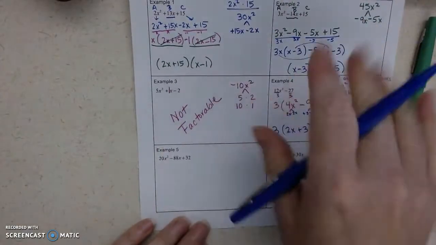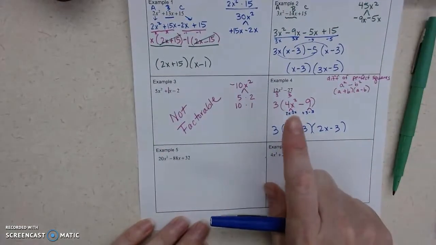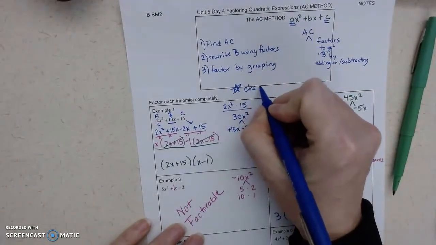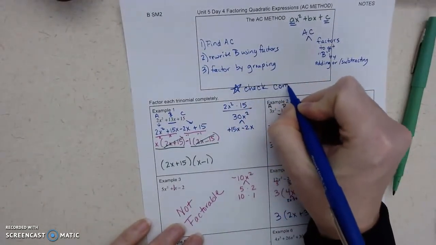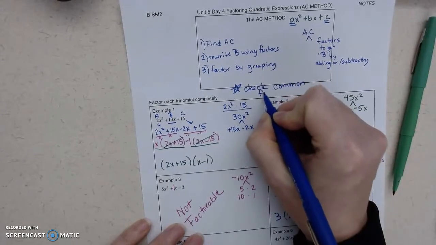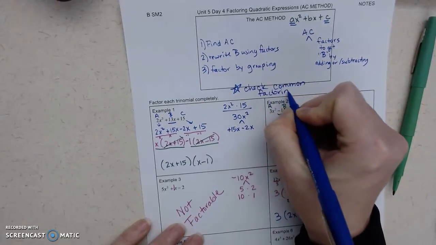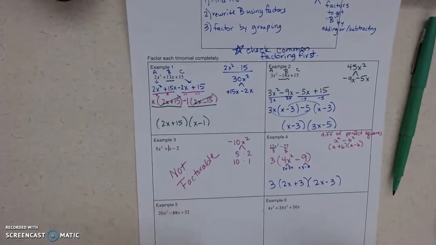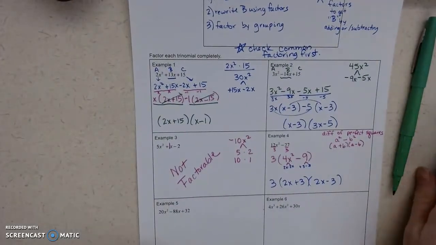Now that we've learned all the different types of factoring, you always want to check common first. So I'm going to make a little asterisk here, but check common factoring first, because then that makes all the other kind of factoring just a lot easier to recognize and do.